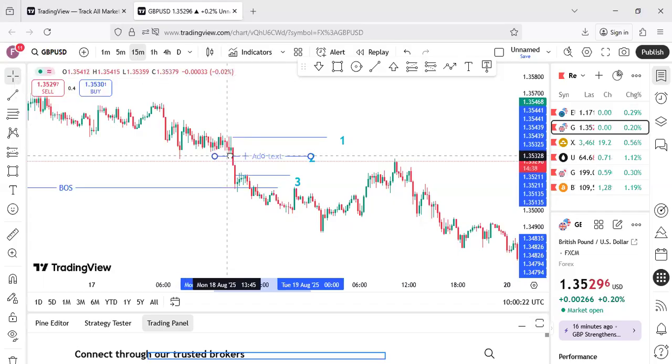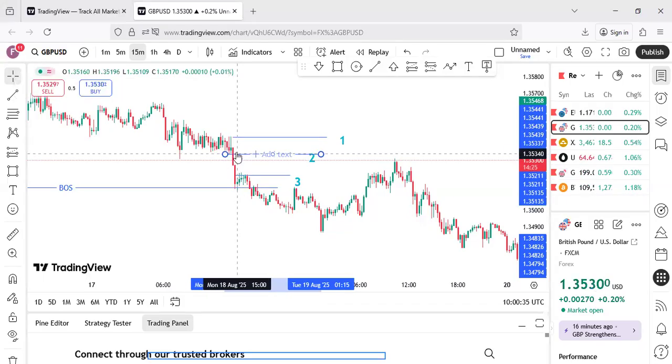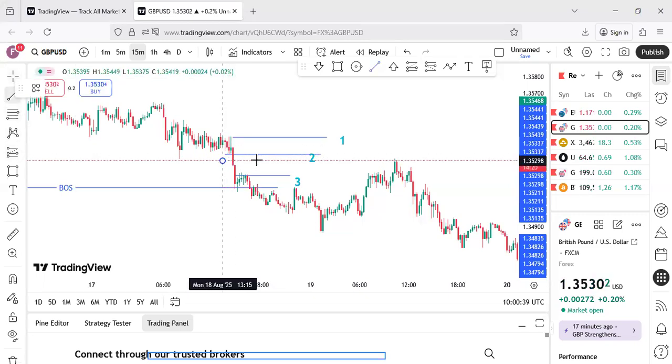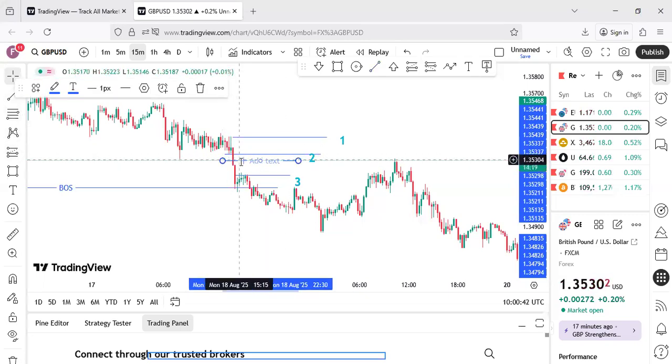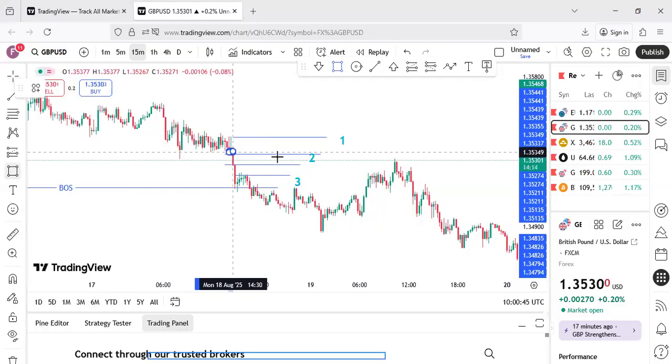Non-overlapping means that there's a space between them. Overlapping means that there's no space between them. When price overlaps with you, there's no space. But whenever there's a space, we call it non-overlapping, and that's what happened here. This one is non-overlapping to this. And this particular zone is our fair value gap.